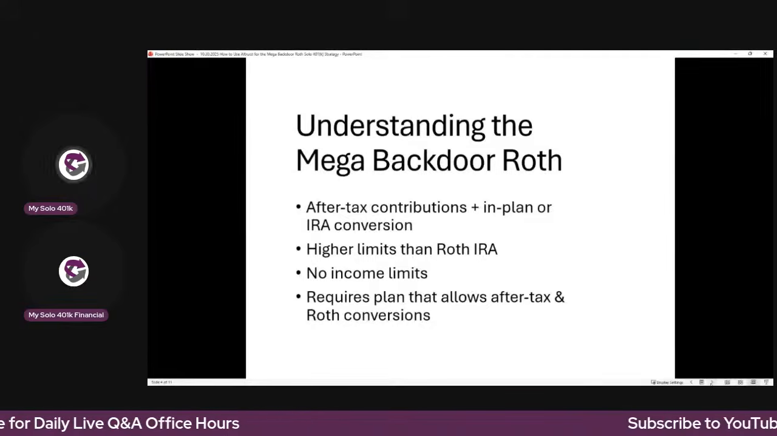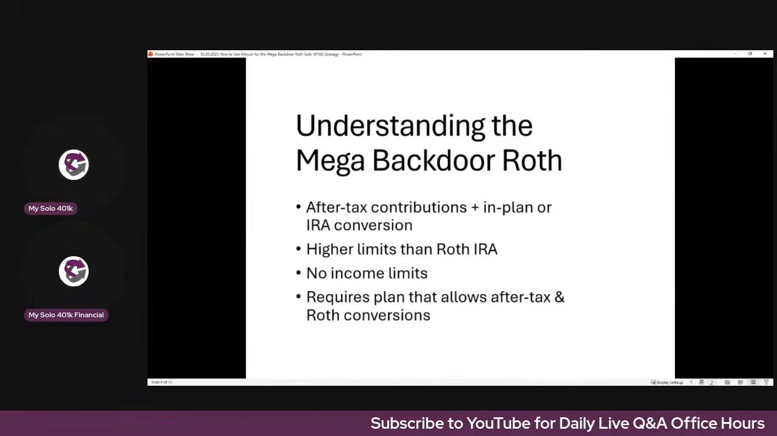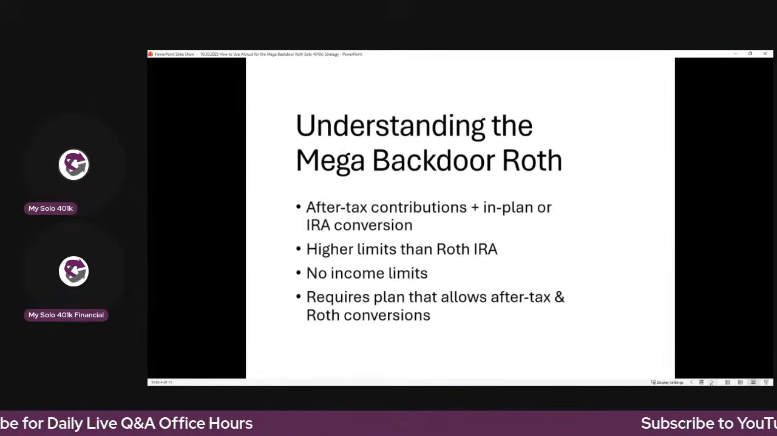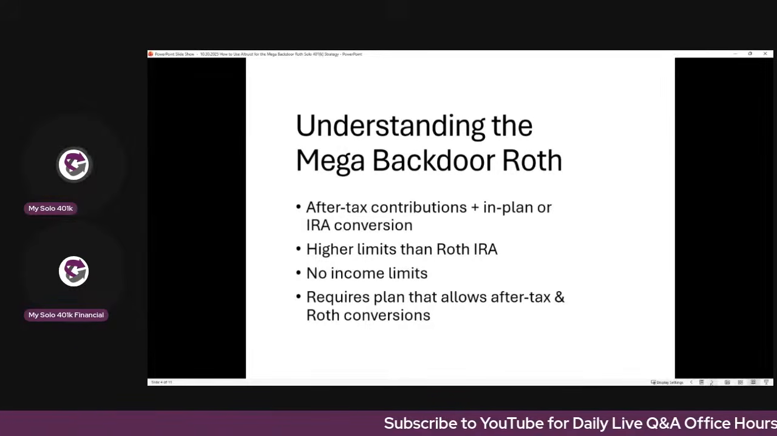Now, it needs to go into a separate after tax account before it gets converted to a Roth. You want those funds to end up in a Roth so that they have the tax benefits of a Roth account, meaning the potential for tax free growth. But as you can see, that's 10 times what you can contribute to a Roth IRA.